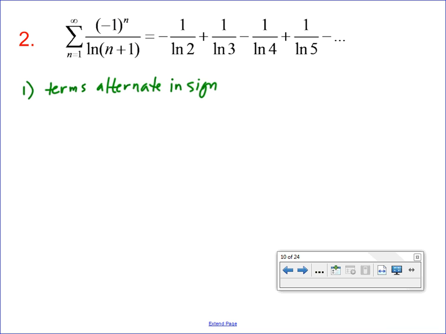My second requirement is that the term values decrease in magnitude. Let's consider the terms here: ln 2, ln 3, ln 4, ln 5. What's happening to my denominators? They're getting larger, slowly. ln 5, ln 6, slowly larger, and the top is staying at 1, which means the overall value of the nth term is shrinking. So yes, the terms decrease in magnitude. Check.